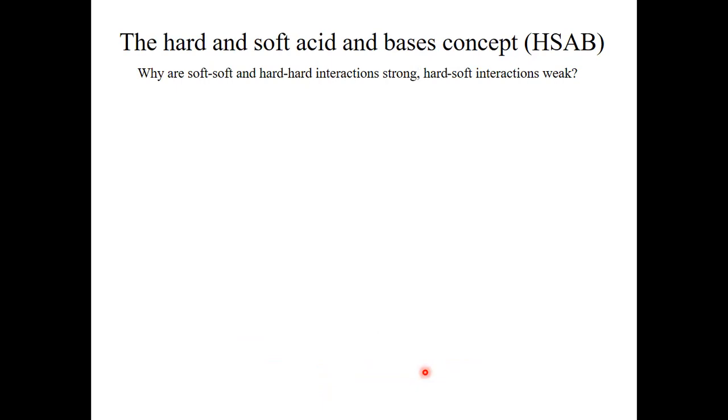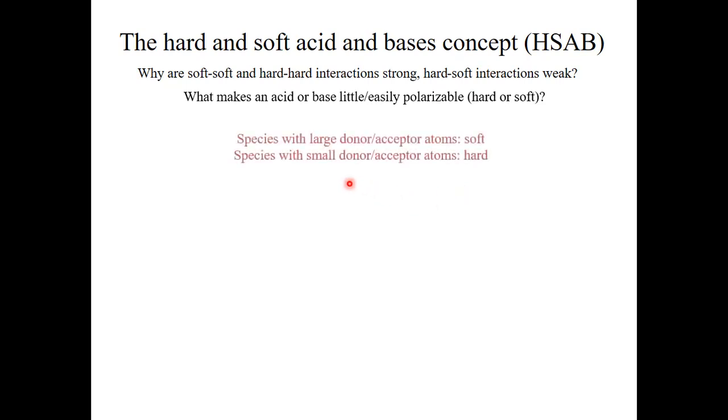So now, why are soft-soft interactions and hard-hard interactions strong, while hard and soft interactions are weak? This leads back to a concept that we have previously discussed in chapter 3 about molecular orbital theory in the context of the orbital overlap criterion. Generally, soft-soft interactions are strong because we have orbital overlap between two larger atoms.